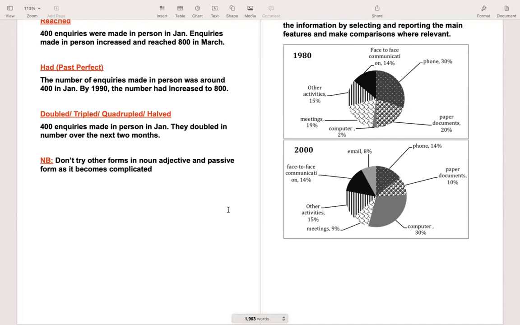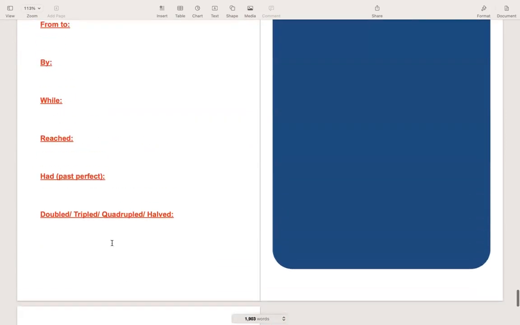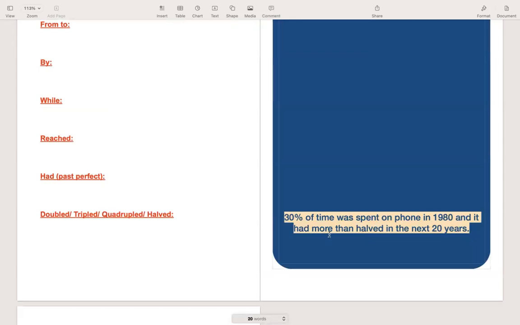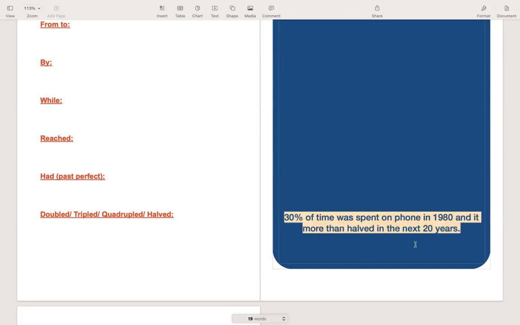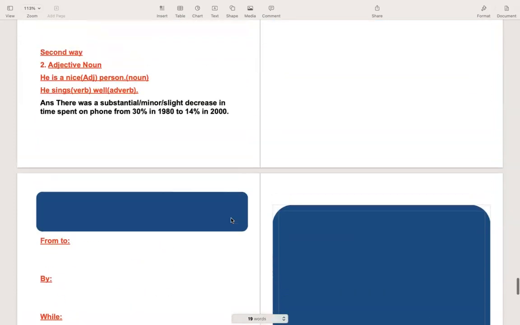So in this case, we can use that it decreased nearly half. We will cover that sentence. Double, triple, halved, and I'll show you. Okay. It more than halved. I don't need to put "had". Okay, I have used it. So once we come to the halved one, I would have made you make that sentence. Okay, I can't make edits. Now it's done. It more than halved in the next 20 years. So that's what I wrote. Okay, let's go next.